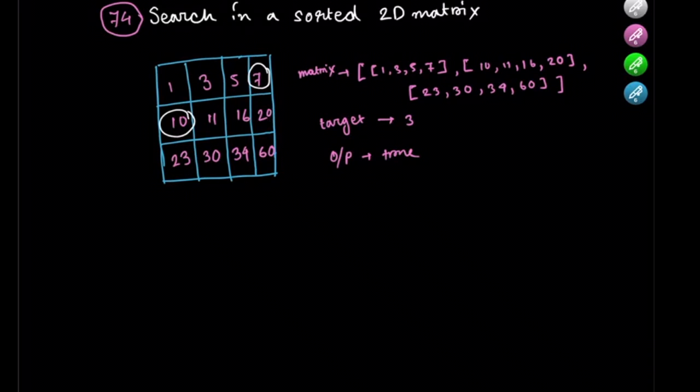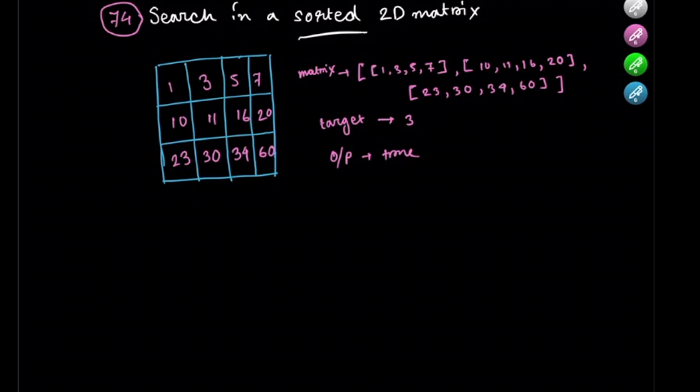So we have to find a target, which is 3 here for this case. If it exists, then we have to just return true, and if it doesn't, we have to return false. So it is a sorted list of lists, or you can say a 2D list.